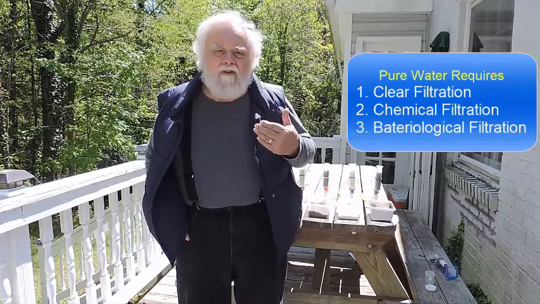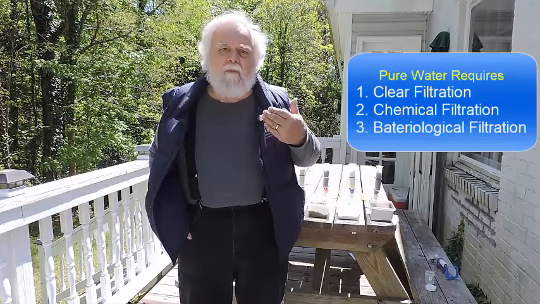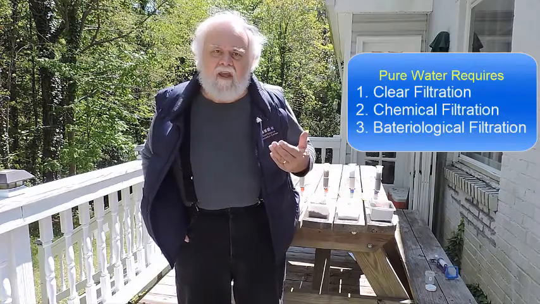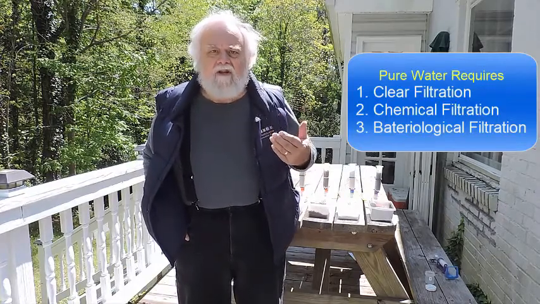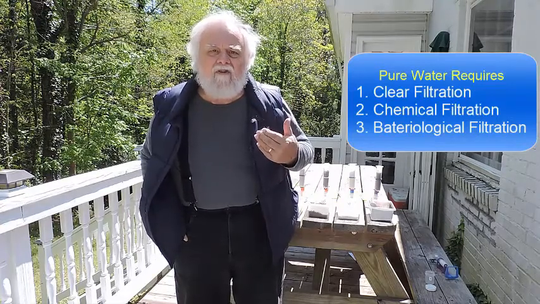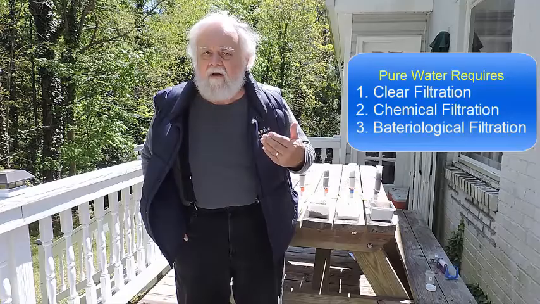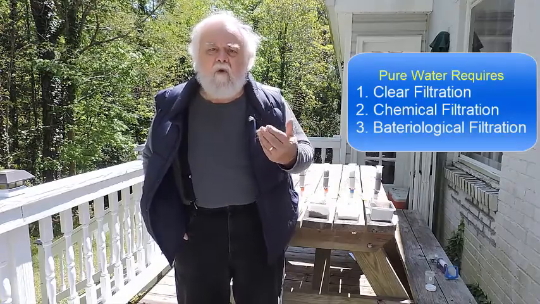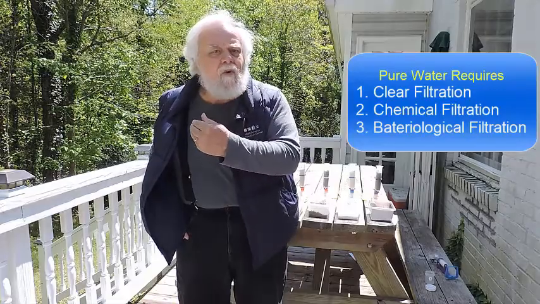And then the third set of processes are biological processes. We have to have some way of reducing the amount of bacteriological contamination in the water. Make sure that the bacteria and the viruses are removed from the water. So those are the three kinds of processes that water treatment plants will do to make sure your water is clean. We're only going to be looking at the clean water, not the pure water.